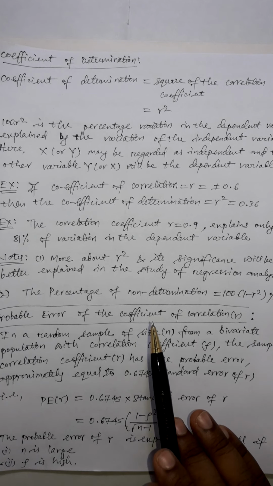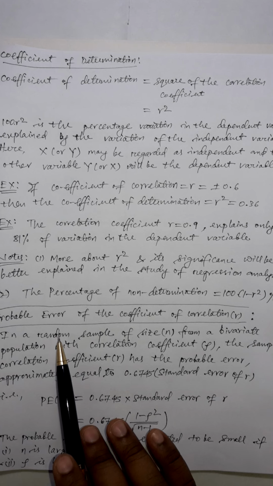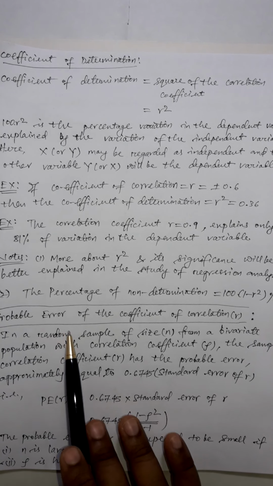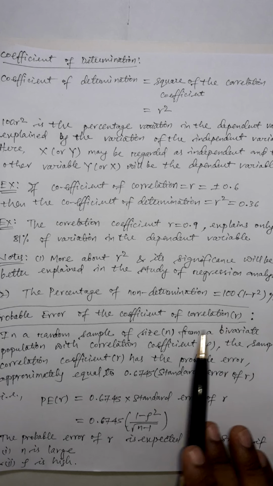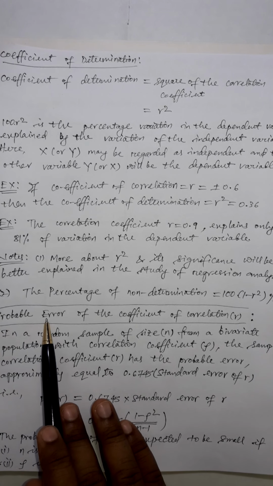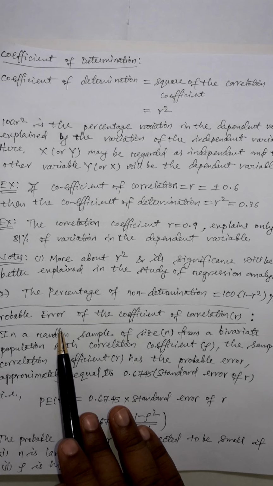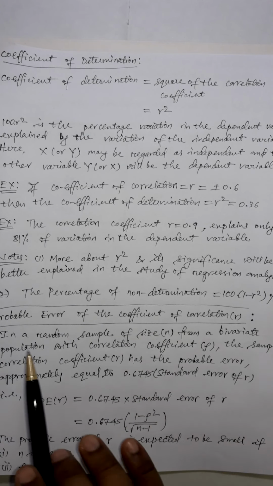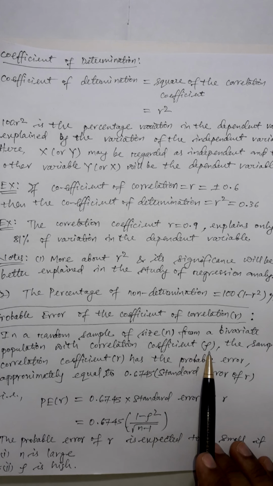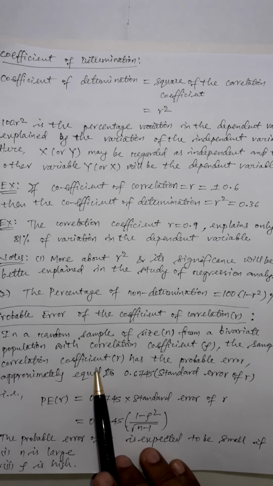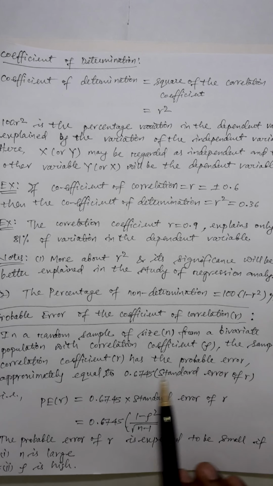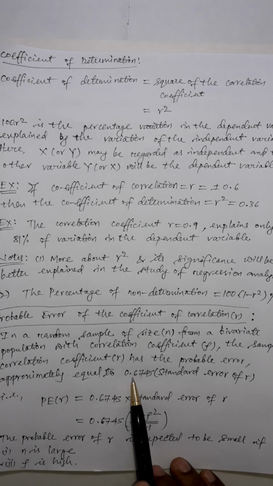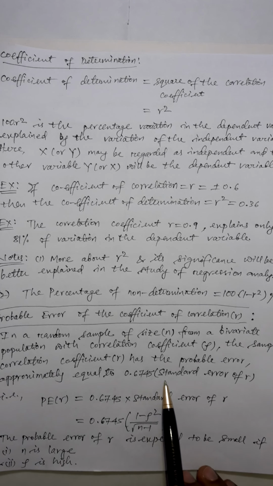Okay, now come to another important term here, that is the probable error of the coefficient of correlation r. Probable error, shortly we will write PE. The probable error is the possible error that may occur in the coefficient of correlation. Now in a random sample of size n from a bivariate population with correlation coefficient rho, the sample correlation coefficient r has the probable error approximately equal to 0.6745 multiplied with the standard error of r.